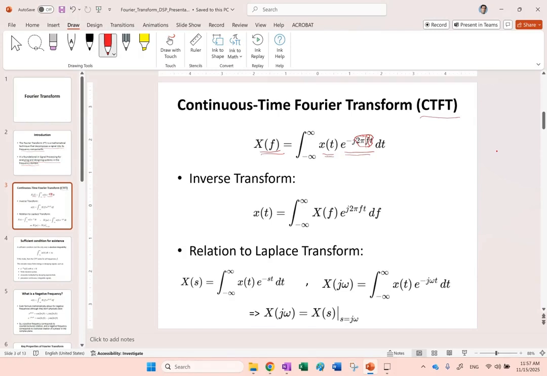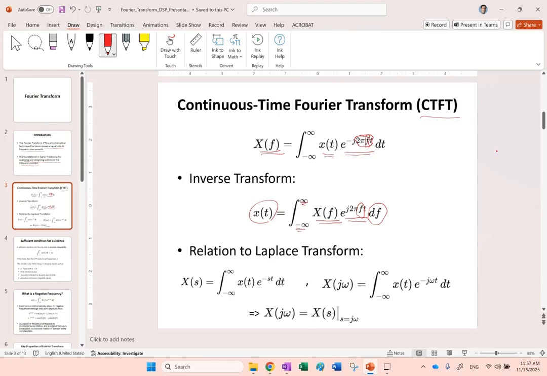Okay. And the inverse of that is quite a bit similar. You take the frequency function, you multiply it by the very same thing, except the negative exponential is now a positive exponential. And this time you integrate it over all frequencies from negative infinity to positive infinity, and that gives you back the time function. So this is CTFT, and this is the inverse of CTFT.